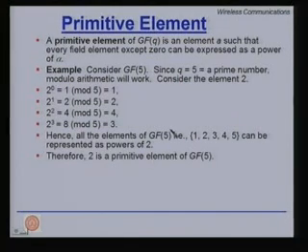Primitive elements are not always unique. If you check for 3, you will find it is also a primitive element, but not 1, because any power of 1 will remain as 1, or 4. 4 cannot generate all the elements in GF(5) either. So, 2 and 3 can be shown to be primitive elements of GF(5).